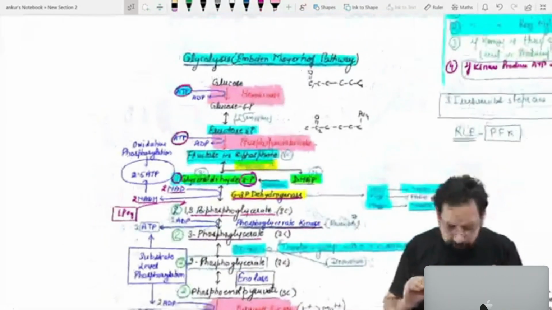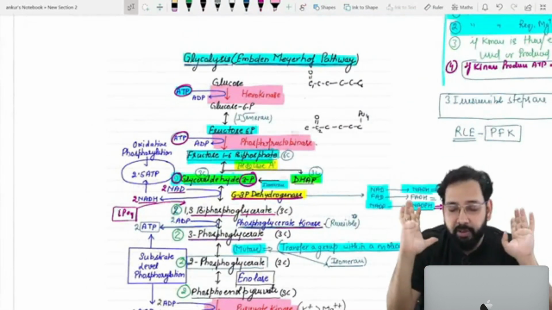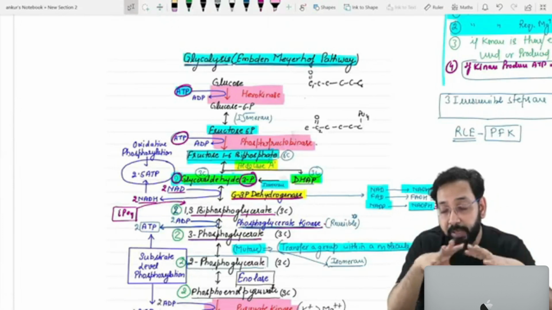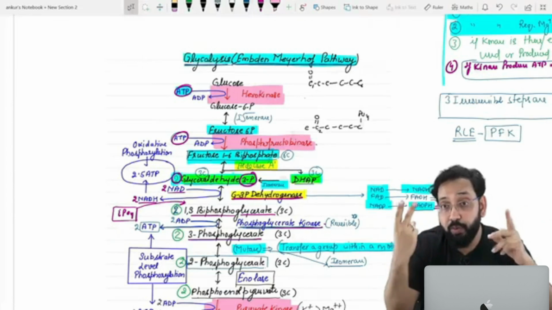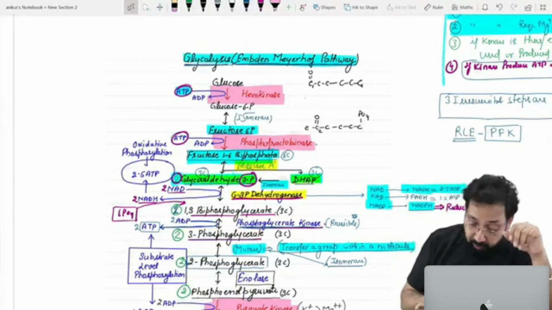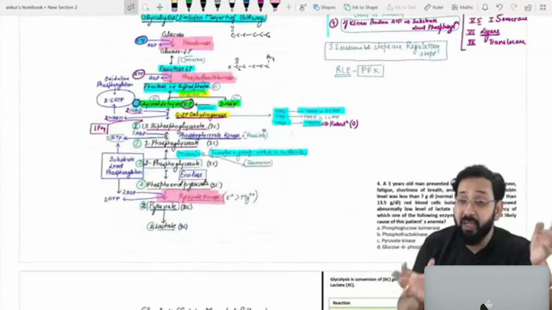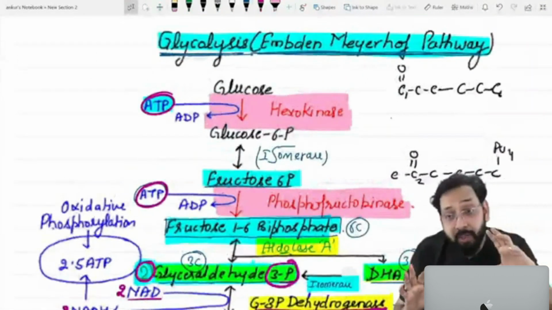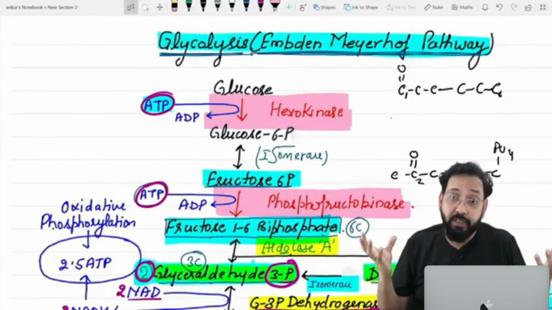Let me repeat it fast. We started with glucose glycolysis. We know that each and every cell utilizes glucose for the production of energy, and glucose is the main source of energy. Glycolysis means conversion of 6-carbon compound glucose to 2 molecules of pyruvate having 3 carbon. So glycolysis is glucose to pyruvate, or lactate in anaerobic condition. What is the purpose of glycolysis? The purpose of glycolysis is to produce energy.